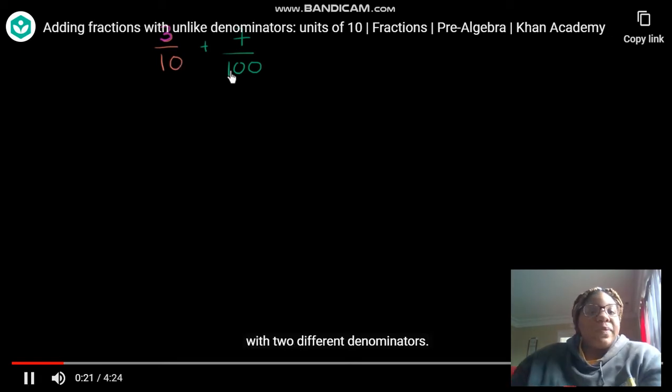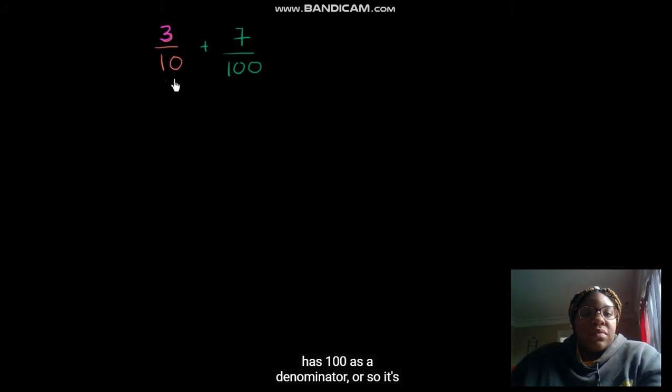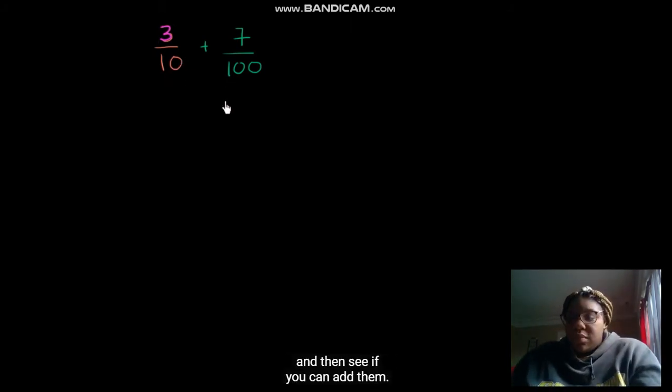With two different denominators. So what I would encourage you to do is try to rewrite 3/10 in a way that it has 100 as a denominator, or so it's expressed in terms of hundredths, and then see if you can add them. Well, I'm assuming you've given a go at it. Let's see how we can rewrite 3/10, and I'll try to visualize it.